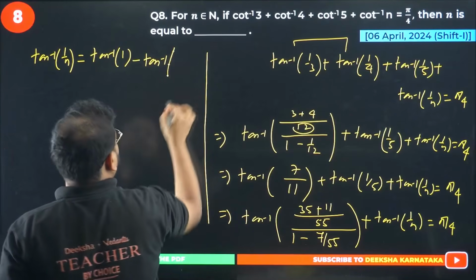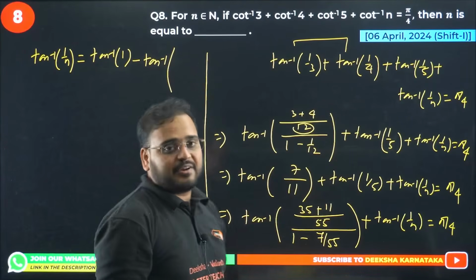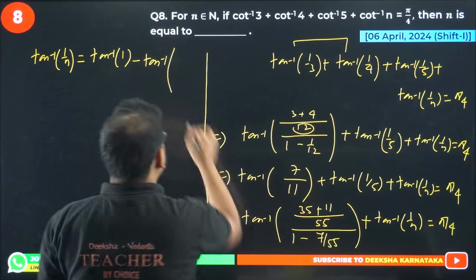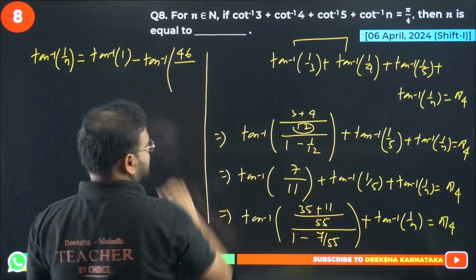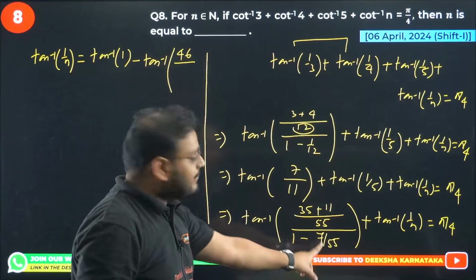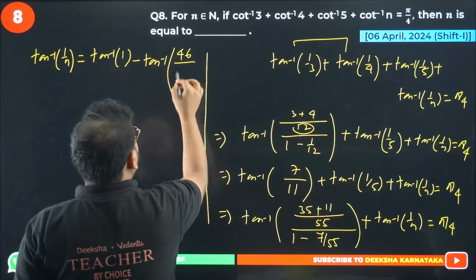Now check this out. 35 plus 11, how much is that? 46. And this will become 55 minus 7. How much is that? 48.